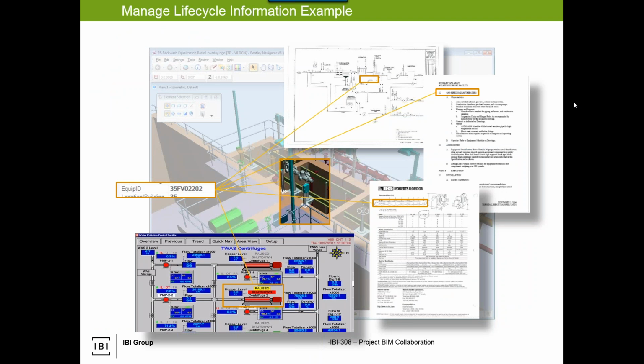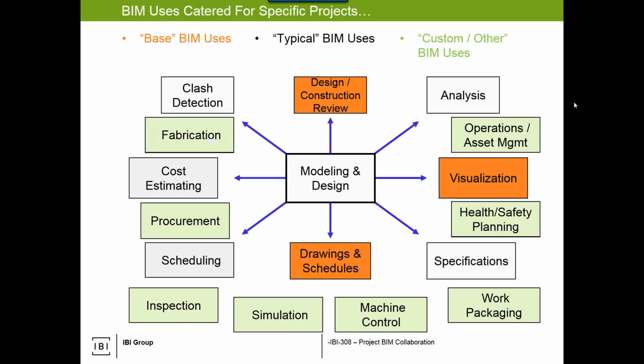BIM is also about lifecycle data management. So there's a whole host of information specific to any one component, or I should say there could be a whole host of information. This example is showing a piece of equipment identified by an ID, which then ties it to a schematic, a specification, an operations manual, and an operations screen. Now, this is specific to an industrial plant type application, but regardless of your application, whether it's building, civil, plant, there could be a life cycle data aspect to the information within which you are interacting or building.